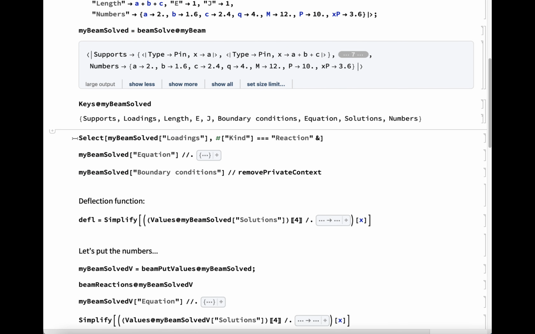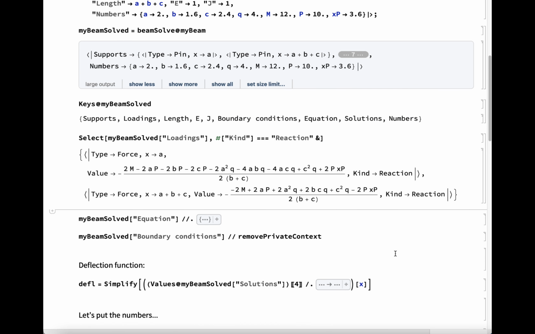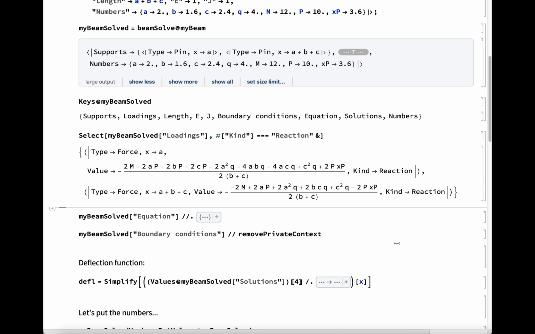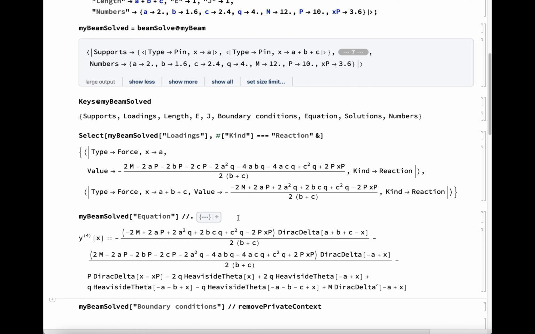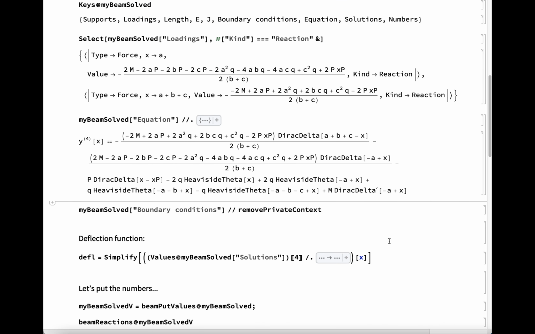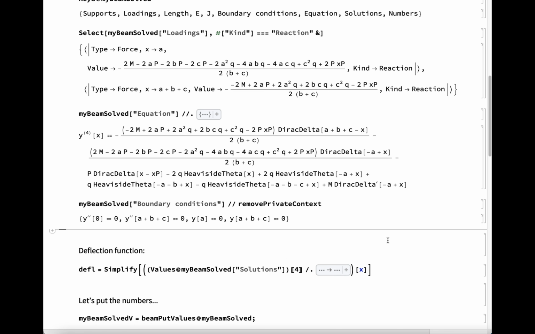Let's display the list of keys in our association. Here we can see not only the familiar loadings, supports or numbers keys, but also several new ones added during the solution. And the loadings key now gives us not only active loadings, but also the analytical expressions for the support reactions. In addition, we can print the fourth order differential equation for our beam and also the boundary conditions. All this stuff was generated automatically.